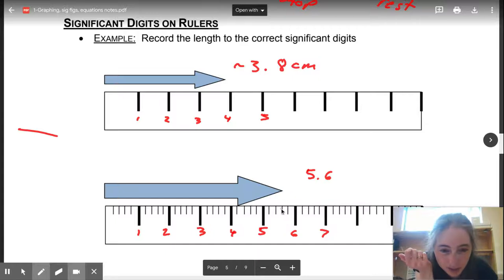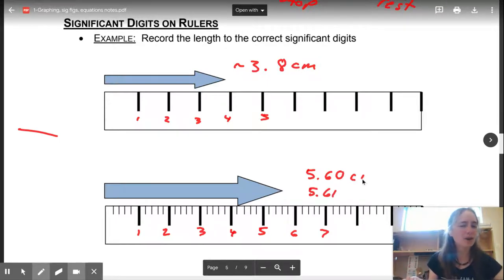But I don't just say 5.6, it's hanging a tiny bit over top of that edge. So I'm going to estimate it to be pretty close on. So I want to say maybe 5.60. I'd even take like 5.61 centimeters.